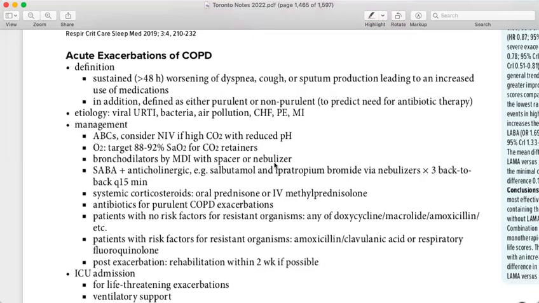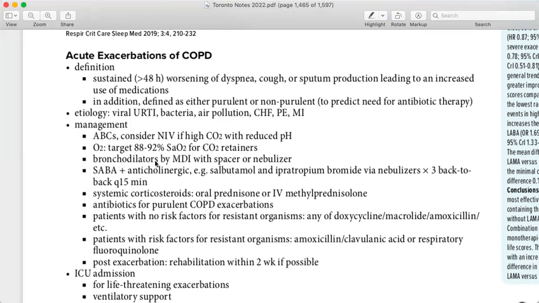Management, definitely it's an emergency condition. So you are going to start with airway, breathing, circulation, and then consider non-invasive CPAP and BiPAP if there is high carbon dioxide with a reduced pH. As we already discussed, there could be high carbon dioxide trapped inside with the reduced pH. So oxygen targeted 88 to 92%. Too much oxygen should not be given. Only 88 to 92% saturation of oxygen can be given for the CO2 retainers.